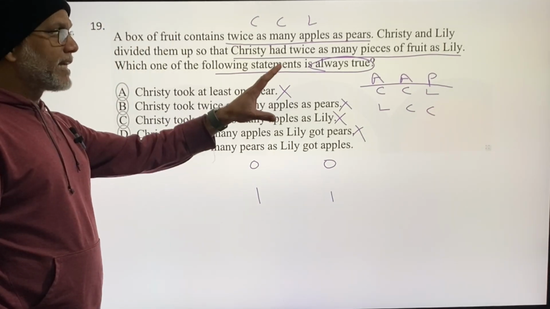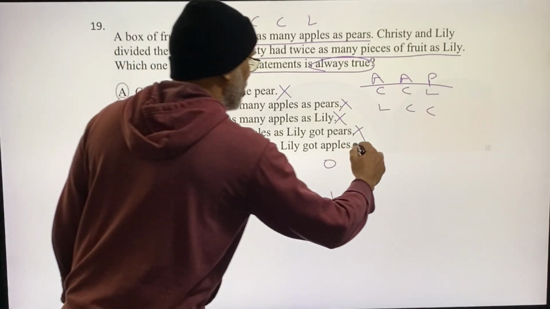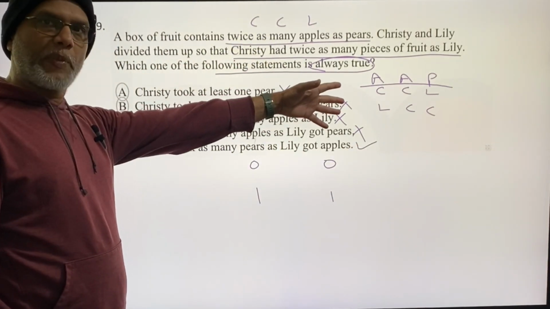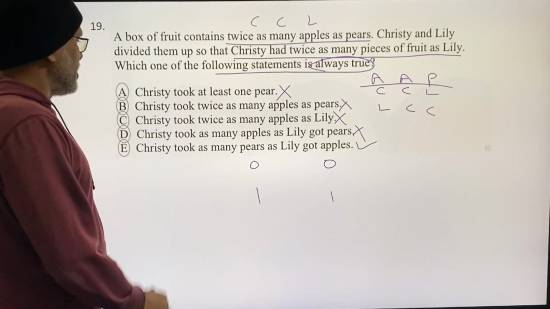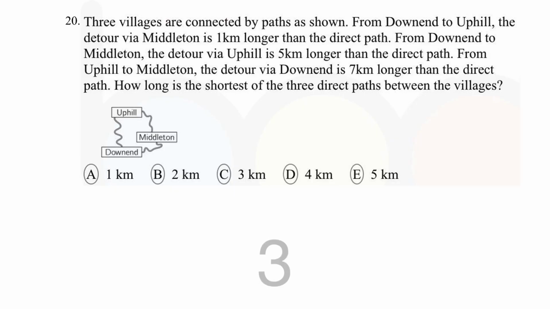So with this simple example, we can see that this will always be true. We can also try to come up with a few more examples, but we will see that this will always be true. Then E is the correct choice.